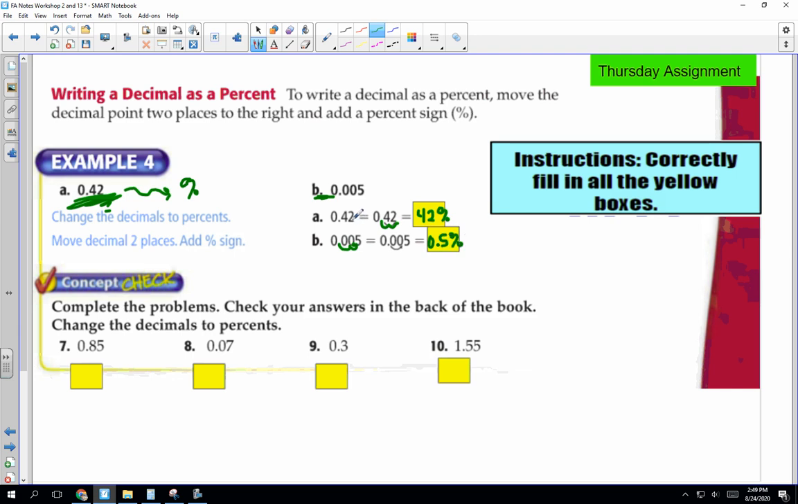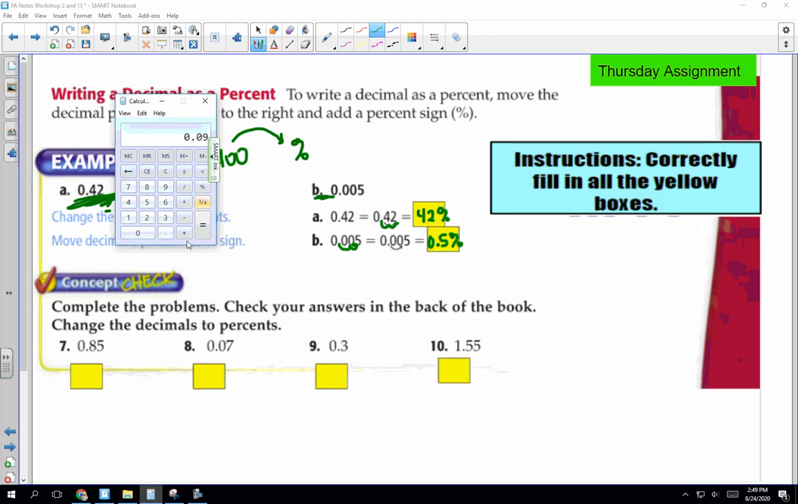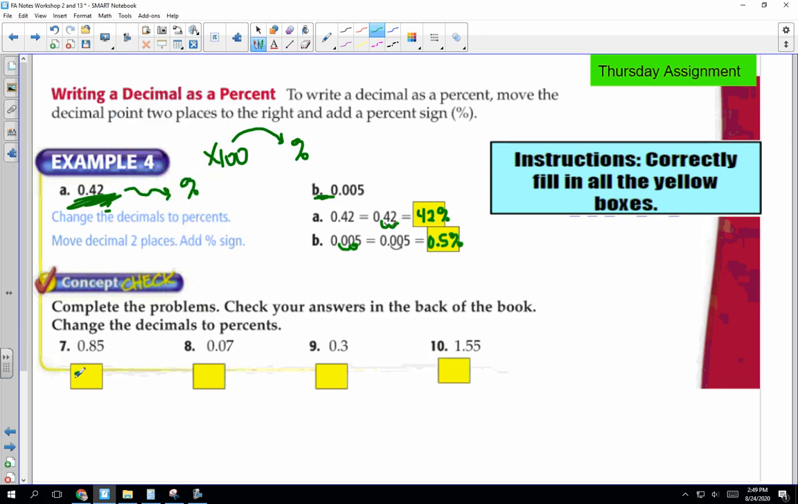The other item you can do is multiply the number by 100 and drop the percent. So if you're having trouble with the moving, your eyes can't track it, you can just times it by 100 and then throw a percent sign on it. So 0.85, I'll show you guys that process with the calculator. So if you go 0.85, you can times it by 100. So it's 85 and then throw a percentage on it.